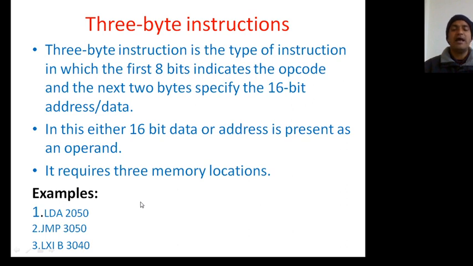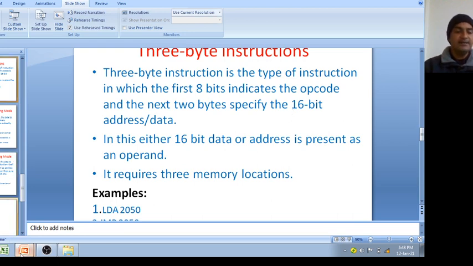So suppose I am taking 2000 memory location for this instruction. In 2000 there will be opcode of LDA, in 2001 there will be 50, in 2002 there will be 20. JMP 3050, LXI B 3040, it means BC equal to 3040. JMP 3050 means PC equal to 3050. So in 3 byte instruction there will be either 16 bit data or 16 bit address present as an operand. This is all about your 1 byte instruction, 2 byte instruction and 3 byte instruction.